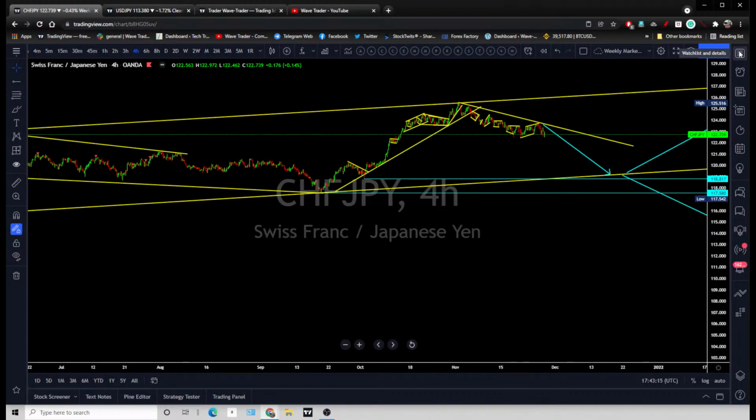Now we have seen the 5 risk on currencies going down against the yen. The yen is gaining against these 5 currencies because we are having uncertainty in the market. But the yen is not gaining against these two currencies, chief and dollar, because these two currencies are also safe havens and gaining at the same time as the yen. This is creating a divergence, or you can say a lag.